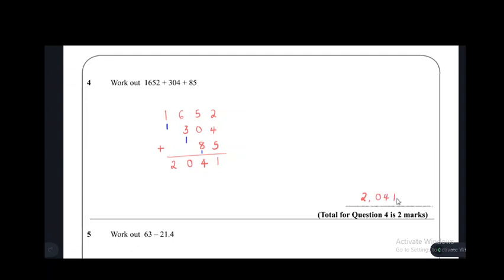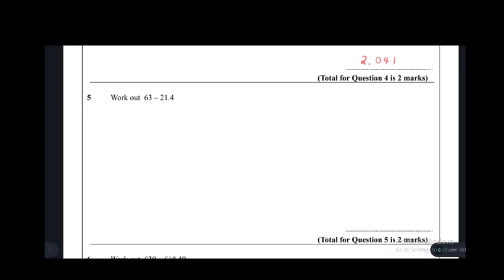So our answer is 2041 right there. Okay, so we go to the next one. Oh, this one has a whole number that has been subtracted.